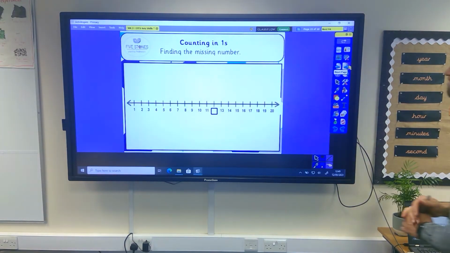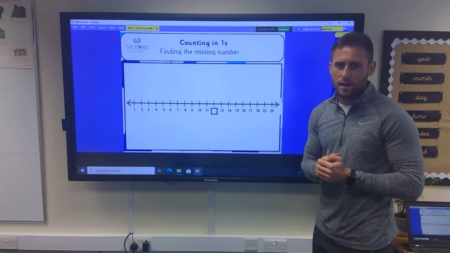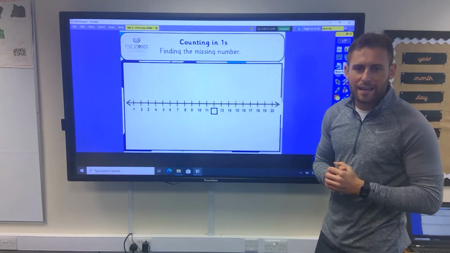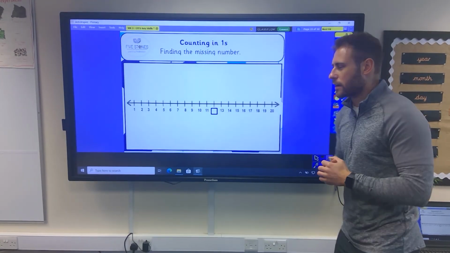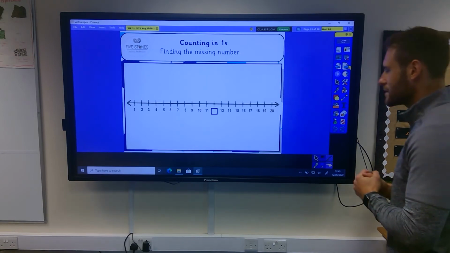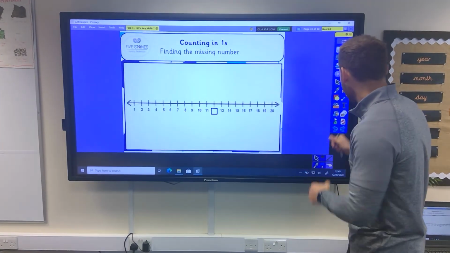Are we ready? Got another number that is missing. I'm going to give you a few moments to think about which number is missing. Off you go, have a think. Have you figured it out? Oh, I wonder, should we count and check?